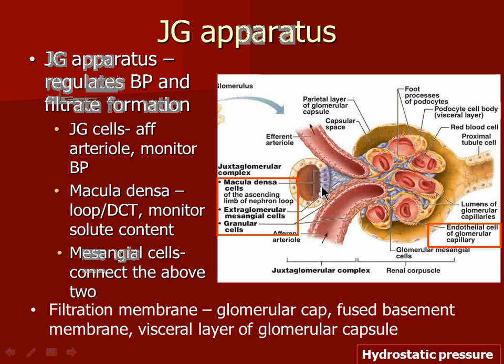And then in between this macula densa and the afferent arteriole, you have special cells called mesangial cells, or extraglomerular mesangial cells, which form a connection between the two. It allows the macula densa and the JG cells to communicate with each other. Okay? These two are very important because the final function of the kidney is to produce urine and to regulate the volume and composition of blood. So the JG cells monitor blood pressure to decide whether more or less should be filtered, and the macula densa checks the solute content, because that automatically will affect the blood composition.